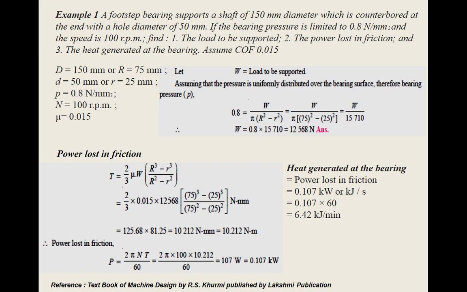We can calculate it per minute also by multiplying it by 60. It is equal to 6.42 kilojoule per minute. So you have seen that in this question there is no use of the design data book. All the values and formulas are given. You can just put the values in the formulas and calculate the final answer. In case of thrust bearing, we use the design data book only when there are some assumptions we have to make. Otherwise all the calculation can be made directly through the equations.